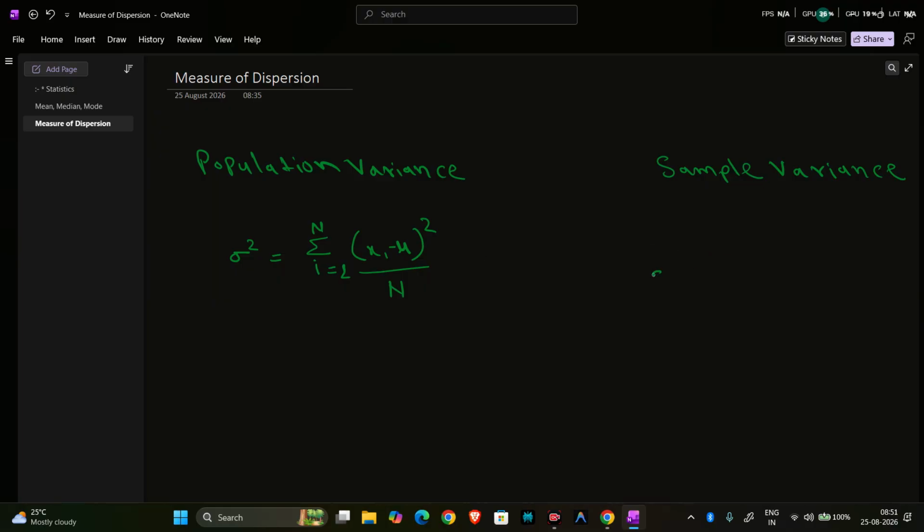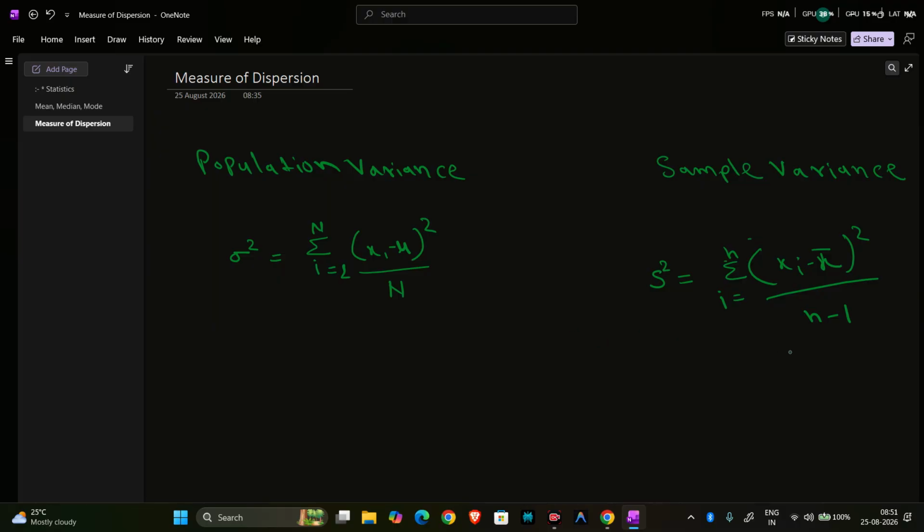Next we have s squared. This will be summation, i equals 1 to n, of (xi minus x bar) squared, where x bar is the mean, divided by n minus 1. Remember, for population we use capital N, and for sample we use the small n. So these are the two formulas to calculate population variance and sample variance.